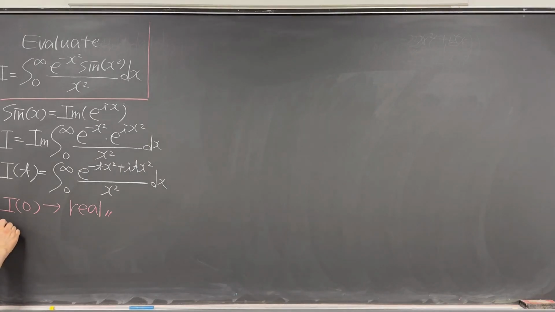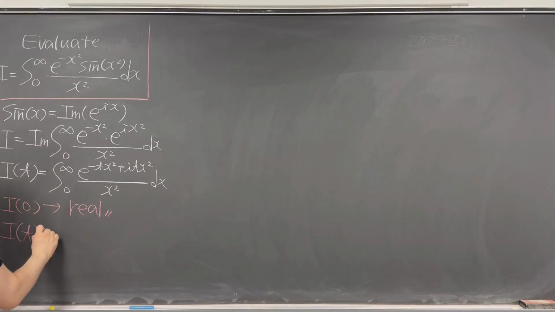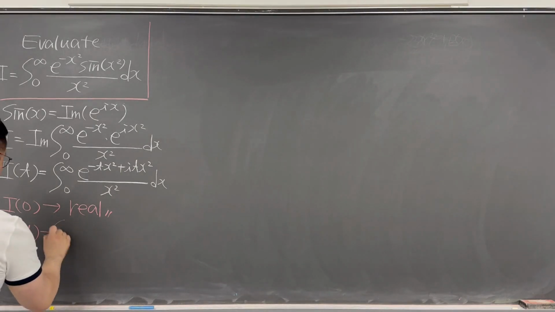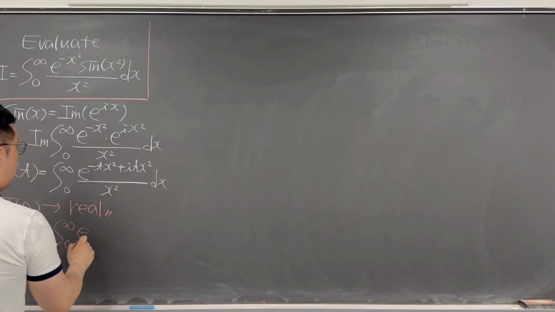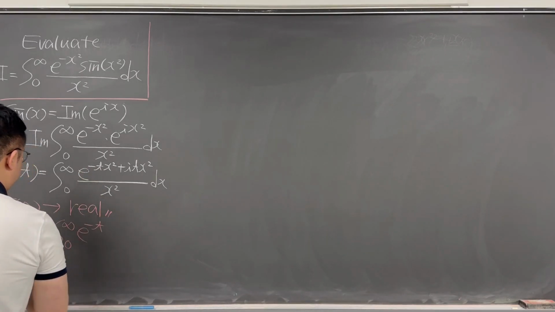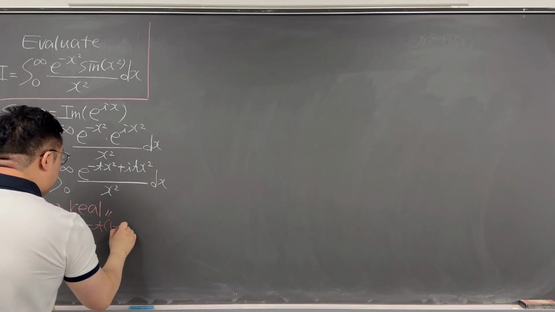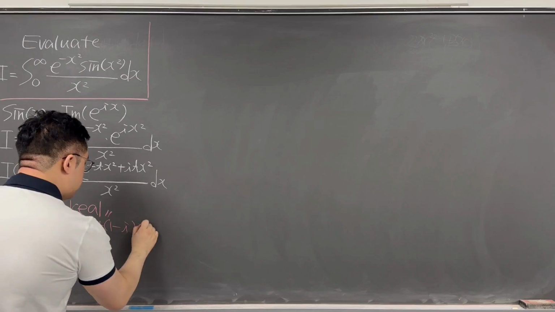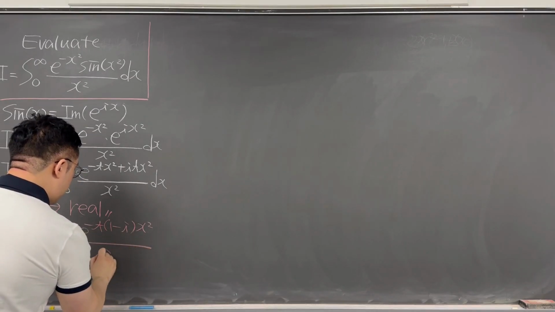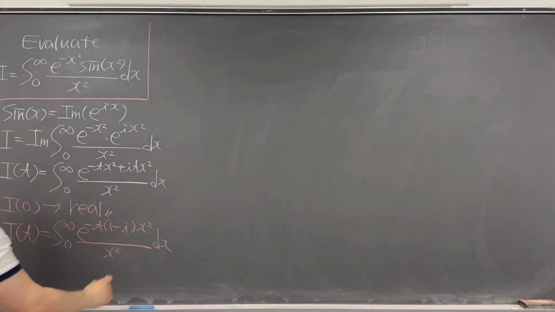Then at the same time, this I of t is going to be the same thing as the integral from 0 to infinity of e to the power of negative t times (1 minus i) times x squared, over x squared, then we have dx.